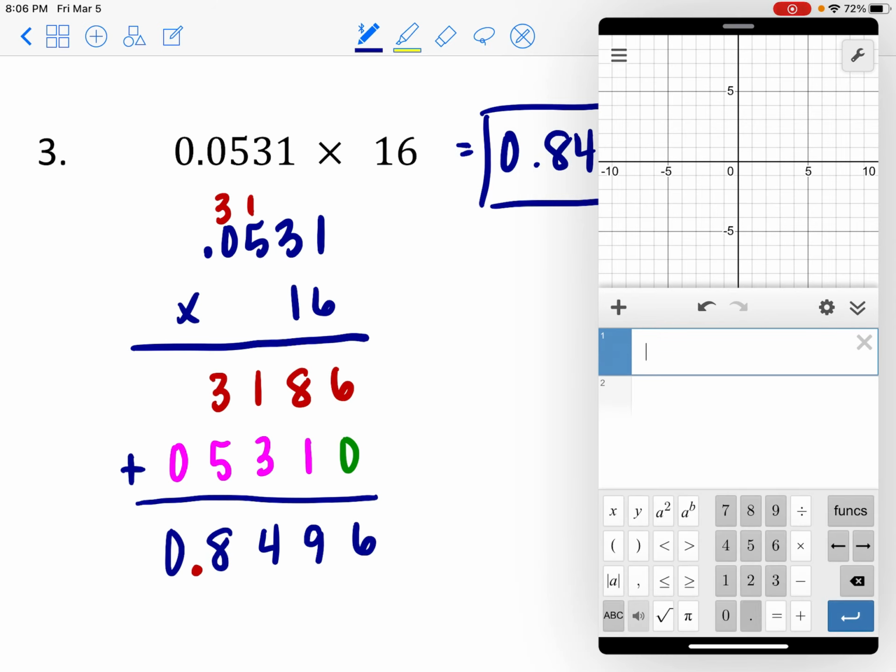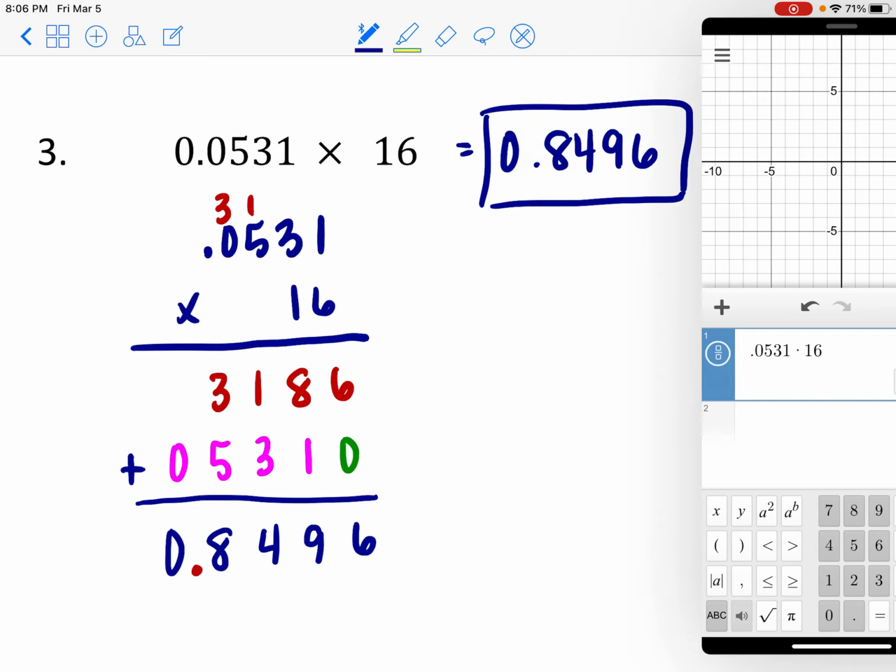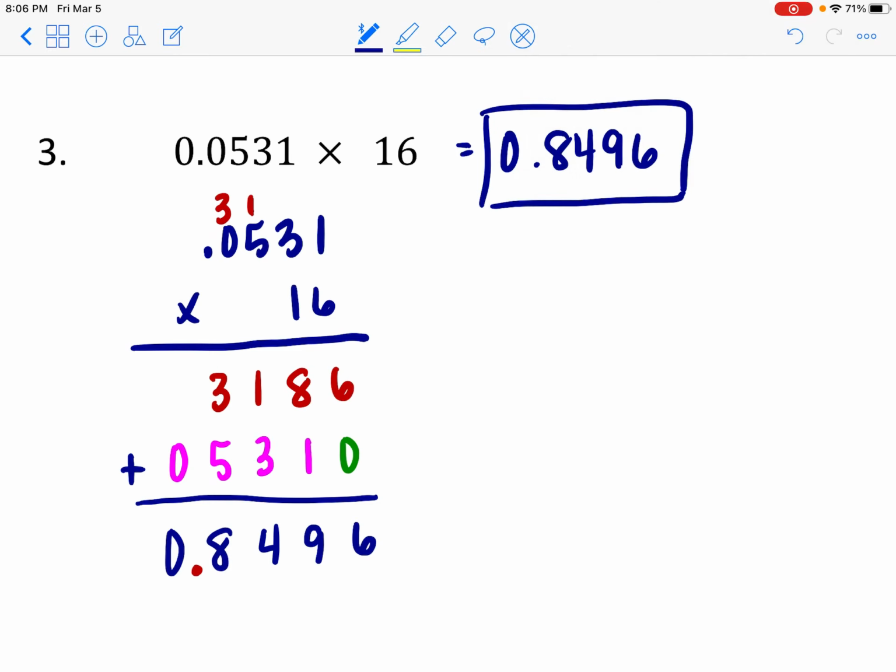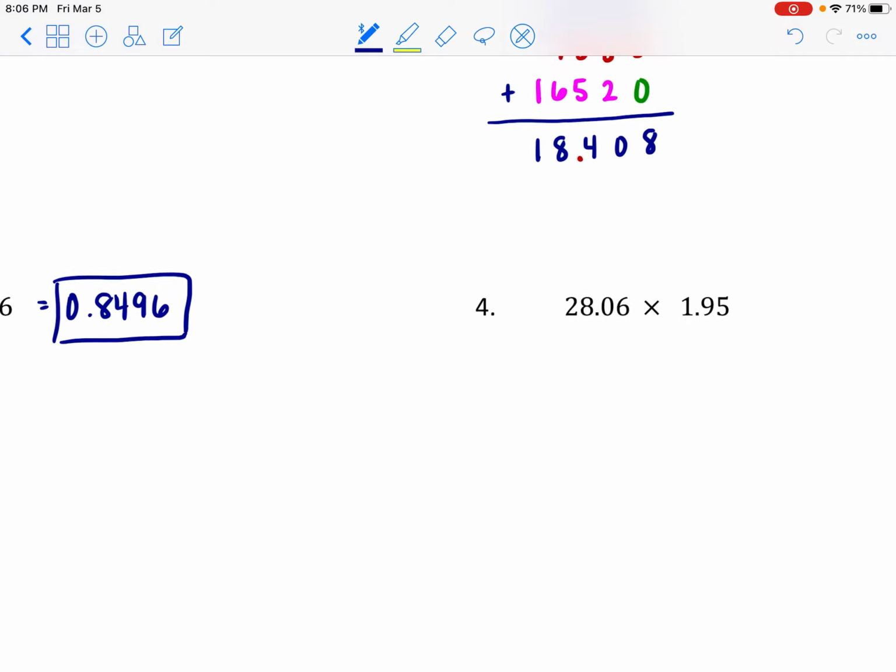Let's go ahead and confirm with our calculator. 0.0531 multiplied by 16 is exactly what we got. Okay, I knew it would be less than 16 because we're multiplying by such a small number. We're just taking a part of that number.